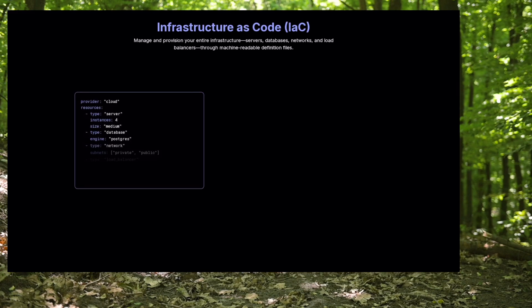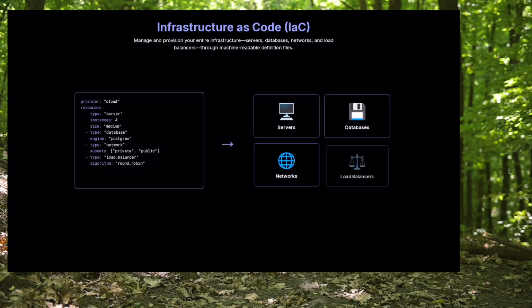Infrastructure as code, or IAC, is another cornerstone of modern DevOps, allowing you to manage and provision your entire infrastructure, from servers and databases to networks and load balancers, through machine-readable definition files rather than cumbersome manual processes or interactive configuration tools. This paradigm shift brings software development best practices to infrastructure management.